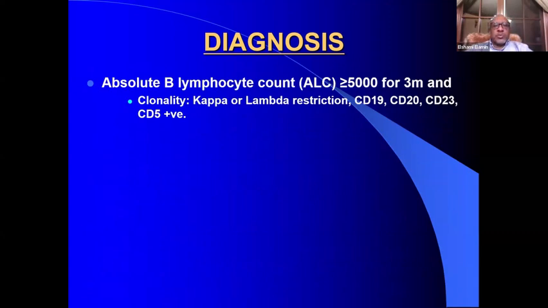So here is the definition of this. This is the exact definition of CLL. It is absolute B cell lymphocytosis, an absolute lymphocytosis of 5,000 or more for 3 months, with clonality, kappa or lambda restriction. And these are the immunophenotypes: CD19, CD20, 23, and 5 positive. By definition, that is CLL or SLL. You don't need more than that.